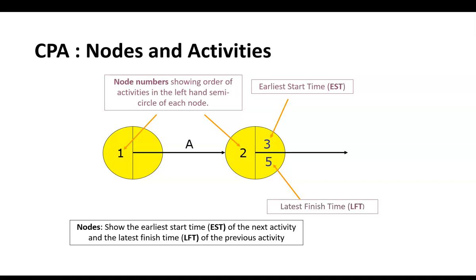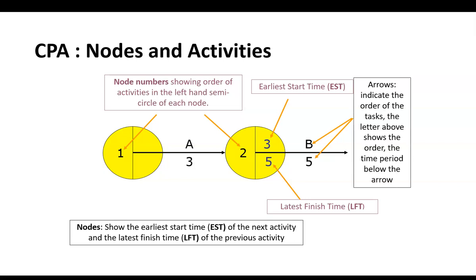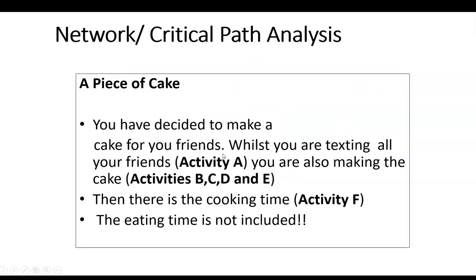The nodes are joined together by the activity, which is lettered, and attached to that activity is the length of time that activity will take. And it's good practice for you to draw arrows to show the direction that the activities are taking place if it's a complex diagram. So here's an example.